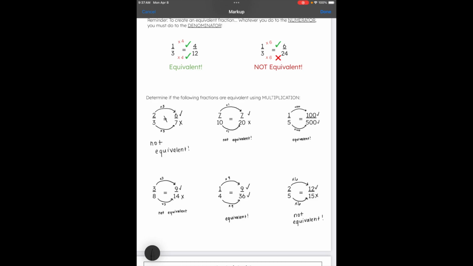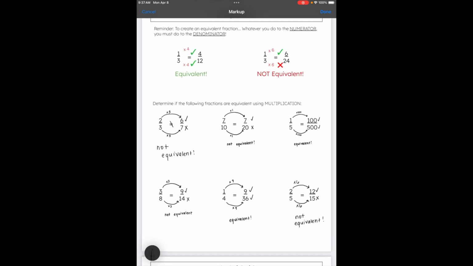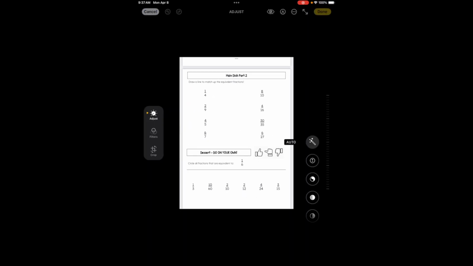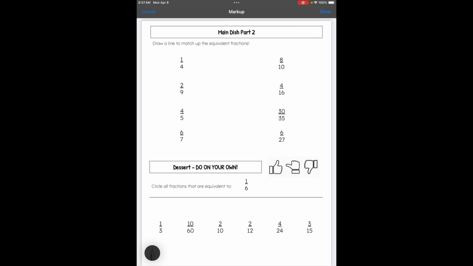Go ahead and check your work with mine. And let's move on to main dish part 2. For this portion, we're going to have to draw a line to match up the fractions that are on this side to the equivalent fraction on this side. So this one's going to take a little bit of guess and check, a little process of elimination.